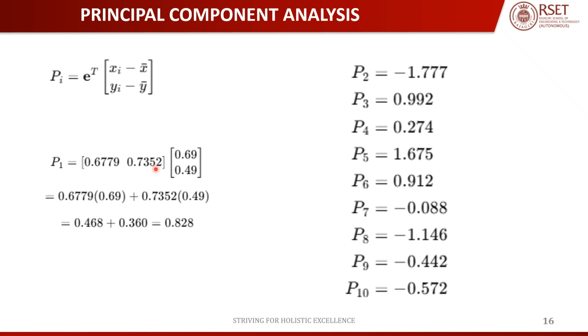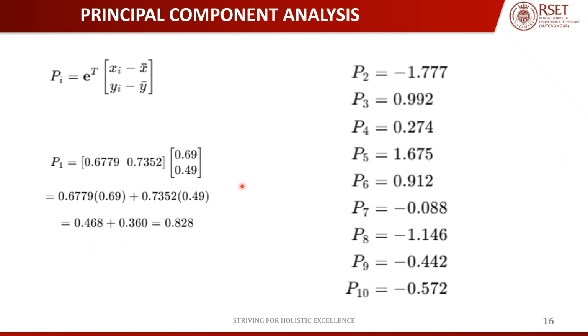You do this row matrix into column matrix and you have a particular entry, you get P1. In a similar way, to get P2 you have this same E, and here the entries will be x2 minus x bar and y2 minus y bar. Okay, so you find all the projections. So this will be your final answer.